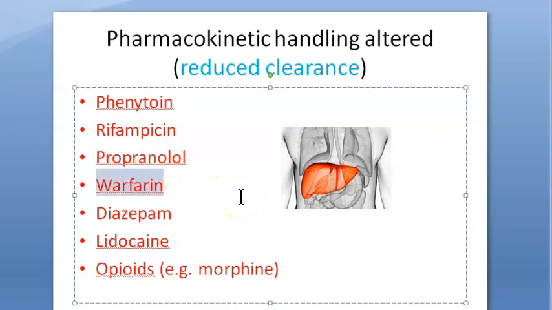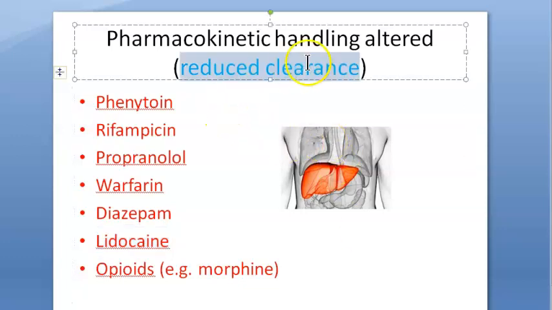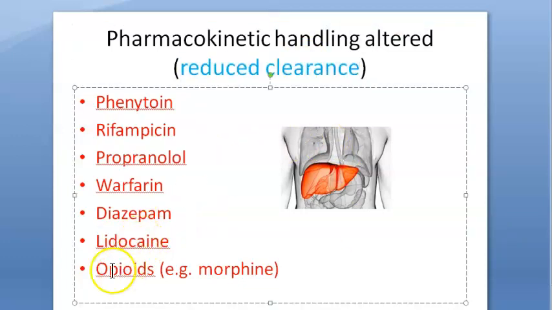Warfarin. Warfarin, where will you give? To prevent stroke, deep vein thrombosis, to prevent pulmonary embolism. So basically to prevent the formation of blood clots, that you know, right? Diazepam. Yes, you will use in status epilepticus and other things to sedate the patient, right? Lidocaine. Lidocaine is nothing but a local anesthetic, right? So it will have reduced clearance. So you may need a lesser dose, I'm thinking.